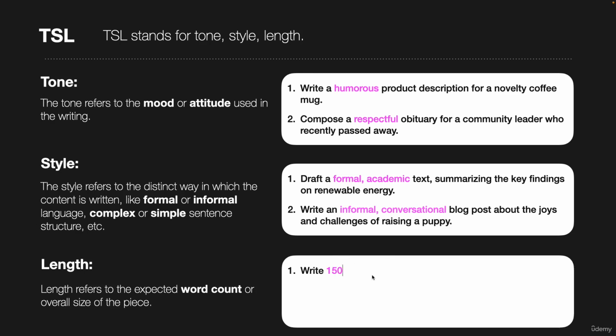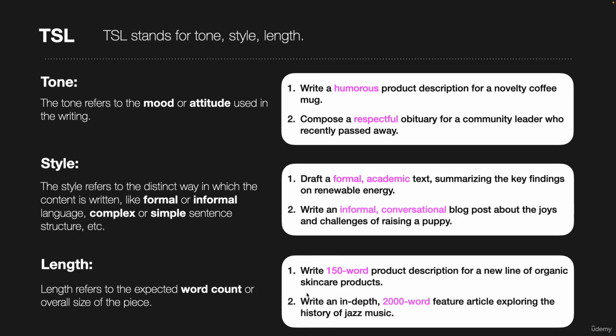Okay. So let's have some examples. For example, write 150-word product description, etc. Okay. Write an in-depth 2,000-word feature article exploring the history of jazz music. Okay. All right. So these are the two examples for length. But based on my experience, instead of providing the word count, for example, 150 word, it is much better to provide token count. Okay, because ChatGPT understands tokens, the number of tokens much better comparing to number of words, and this way you will get a more accurate response from ChatGPT.